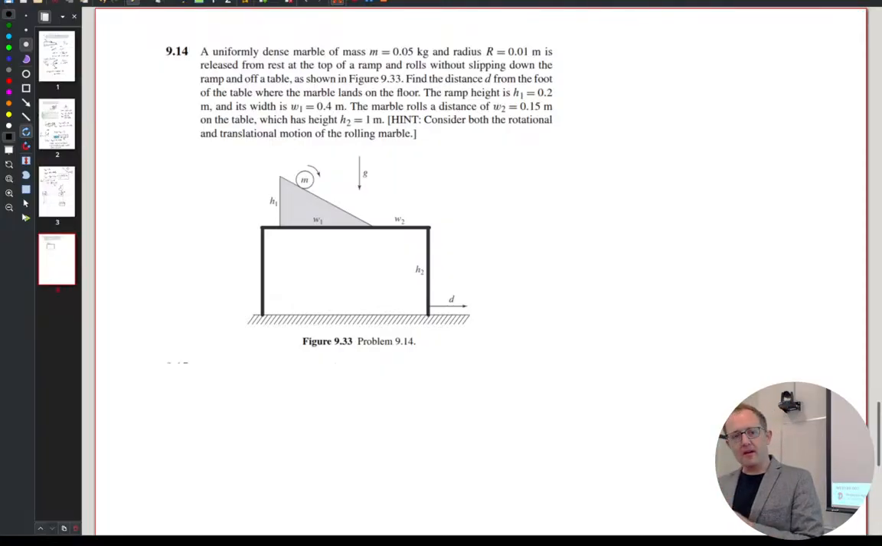All right, we've got a marble that's going to roll down a ramp, hit the table, roll forward across the table, and then fall off the table. The end result that we want is how far did it go? So once it leaves the table, it'll be spinning and get to some distance.